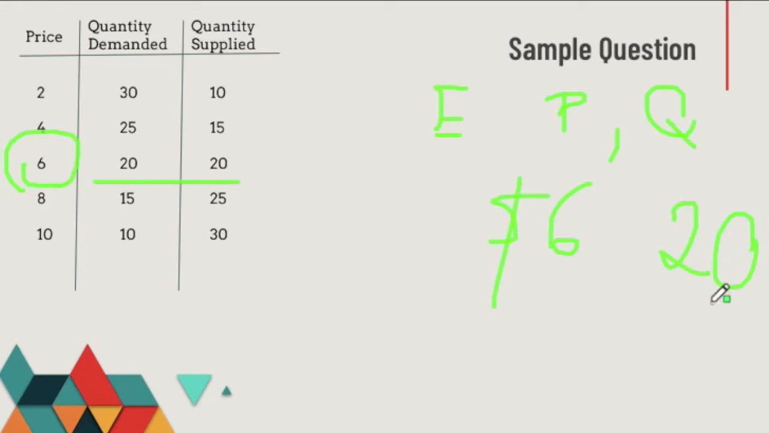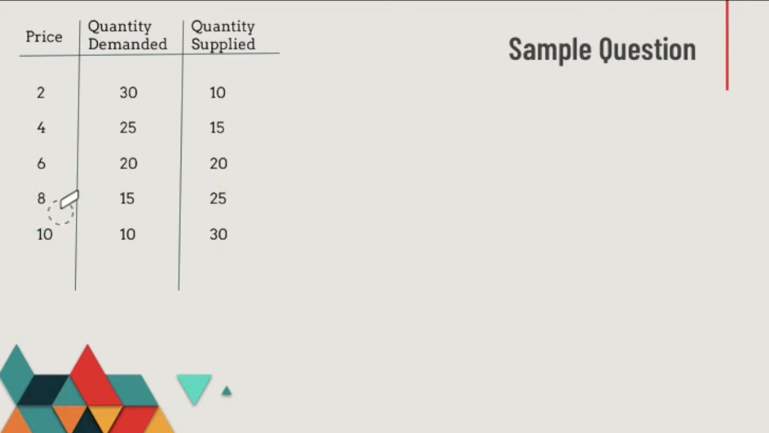Now the mistake some students make with this is they say, here's a 25 and here's a 25. They're the same. The quantity demanded is equal to quantity supplied. But the problem with that is they correspond to different prices. So when you're doing this question, make sure you find the price where the quantity demanded is equal to the quantity supplied.